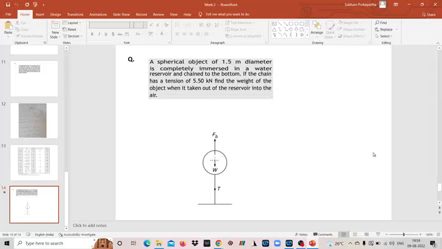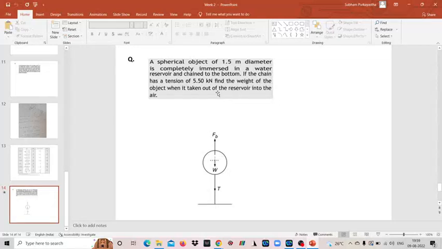Your voice is breaking down. I'm saying that a body is immersed in water, so there will be a buoyant force acting on it, and the net weight will get reduced. But that net weight will be acting in the downward direction.